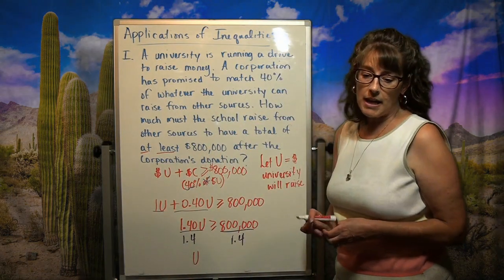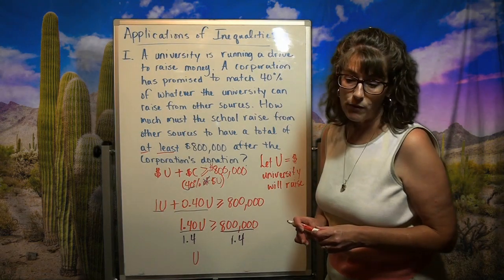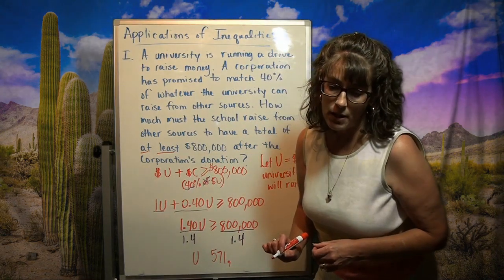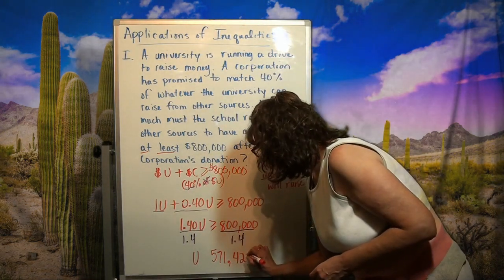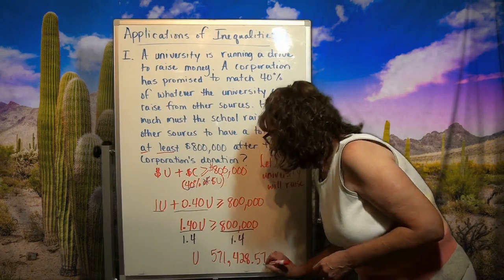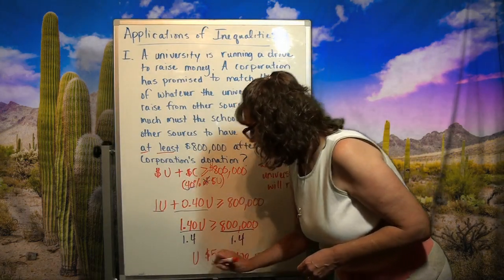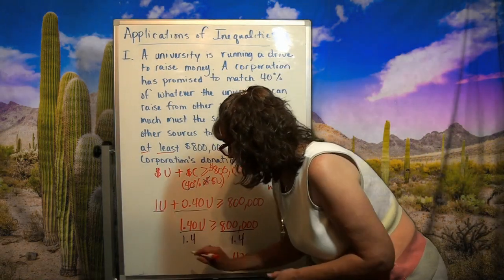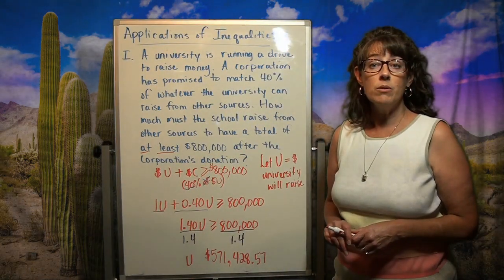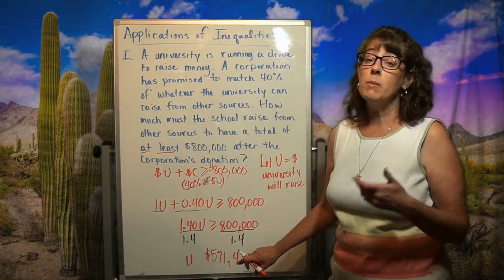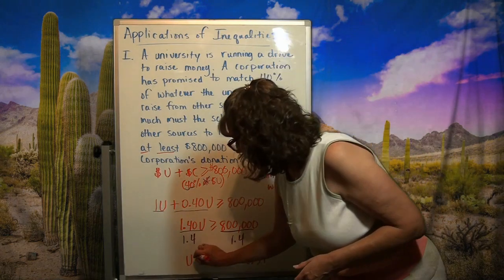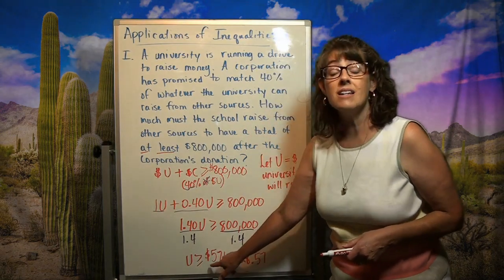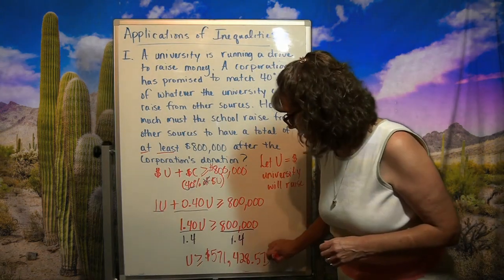And now on the other side, I need to figure out what 800,000 divided by 1.4 is, and it is 571,428.57. In other words, $571,428.57. The university needs to raise at least that much money. Now, do I flip that symbol? No. I did divide, but remember, only by a negative is when I flip that symbol. So, the university can raise more than this much money, but that is enough. That's the bare minimum, at least that much money.